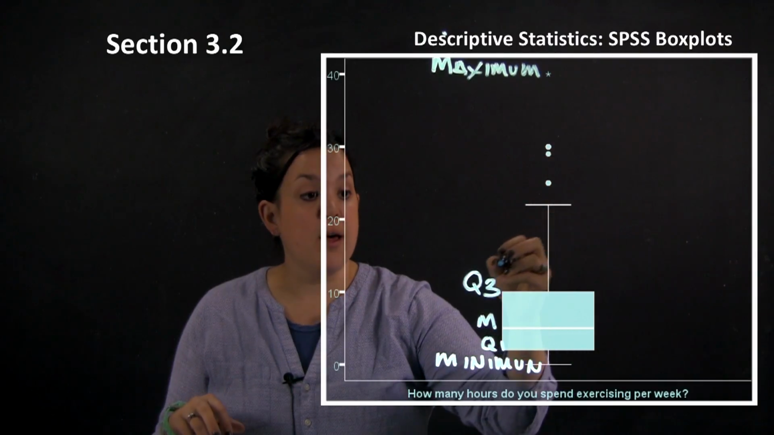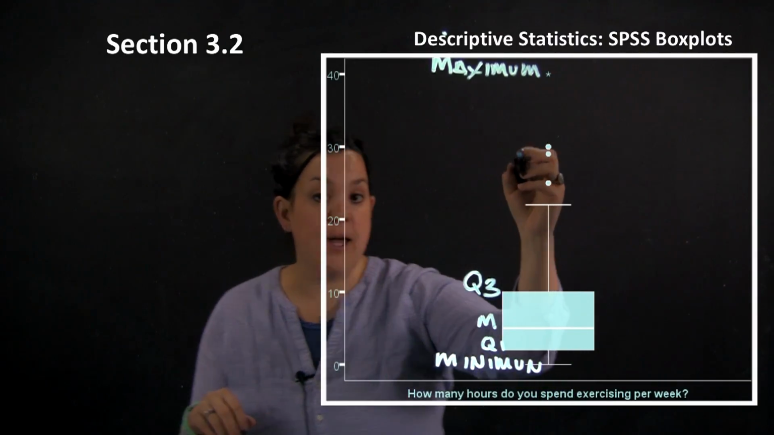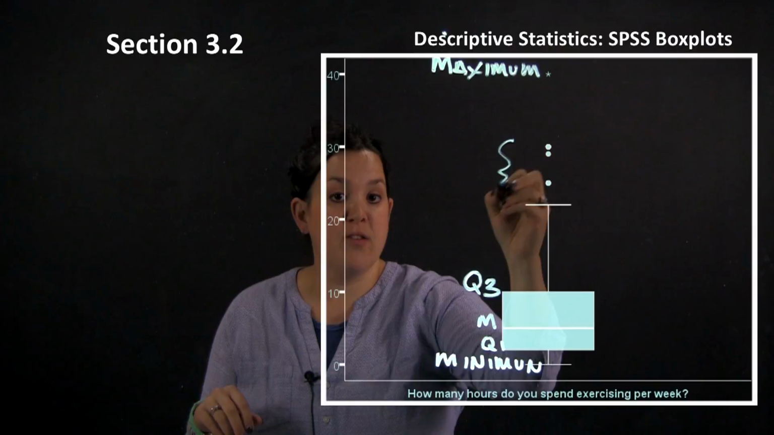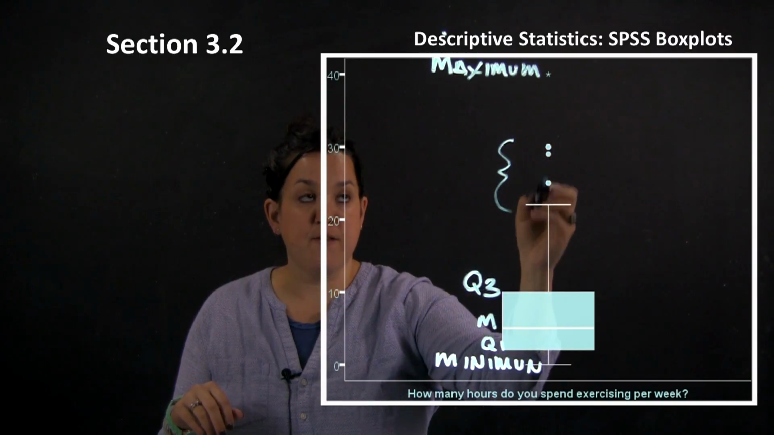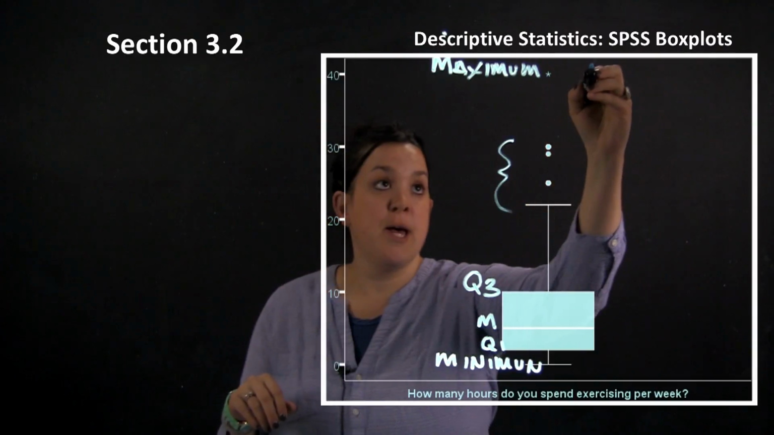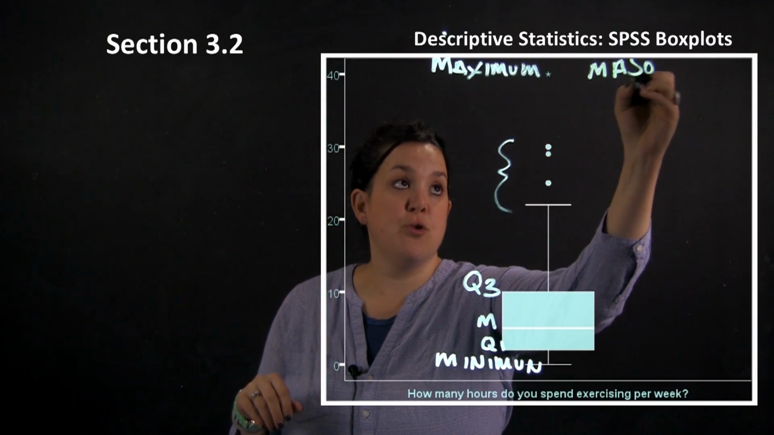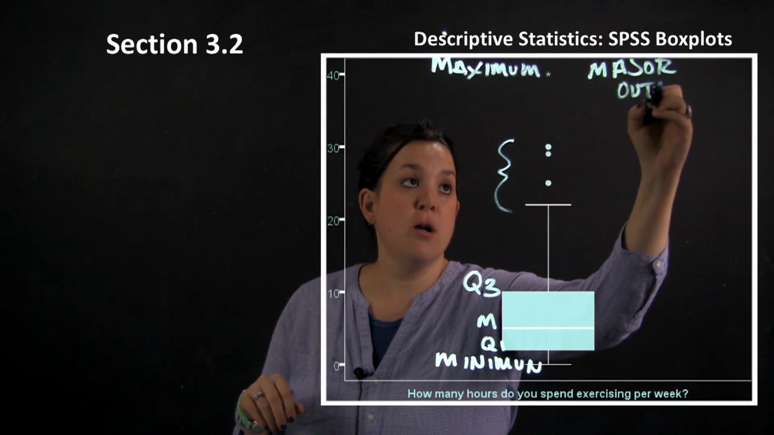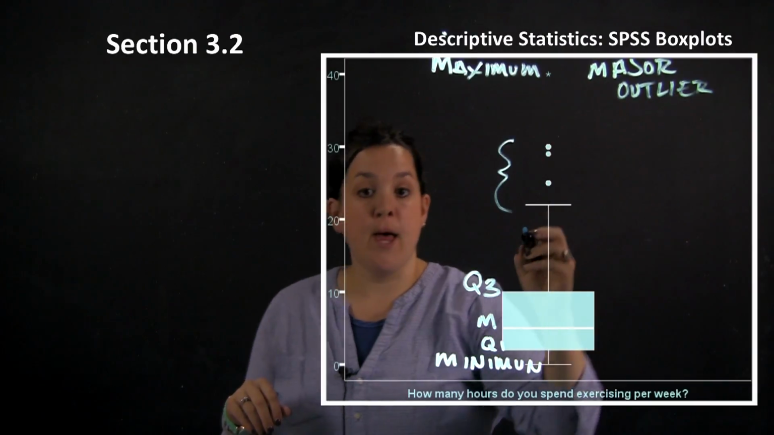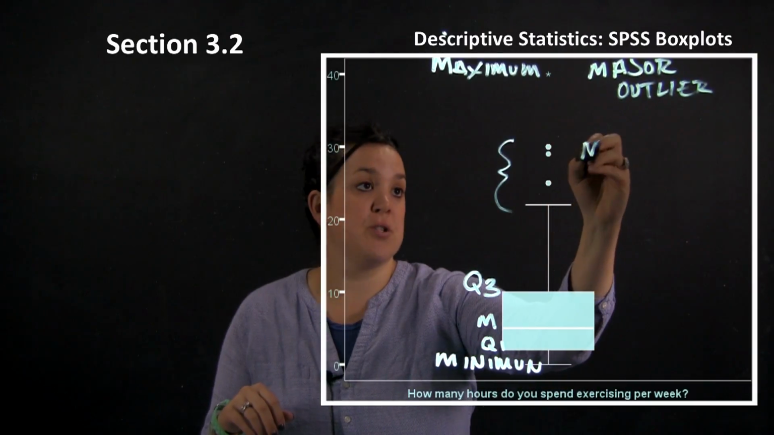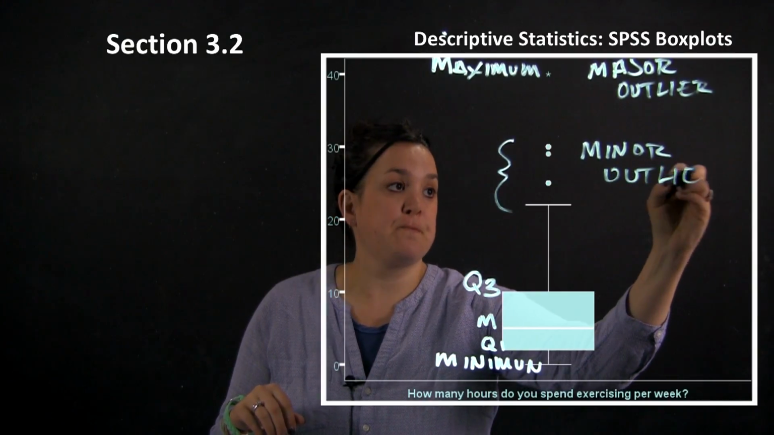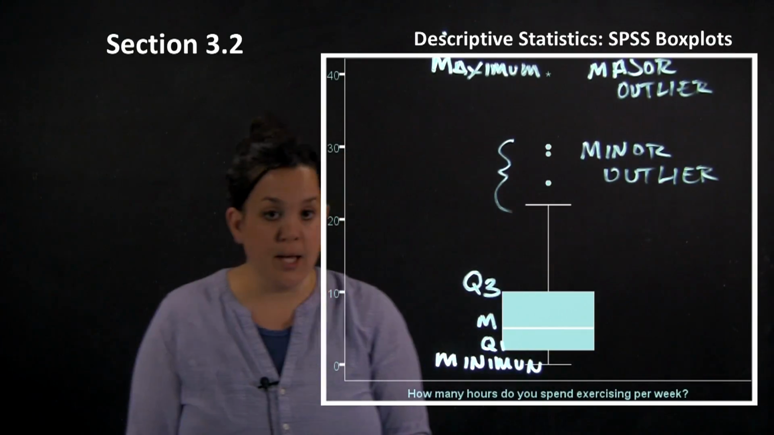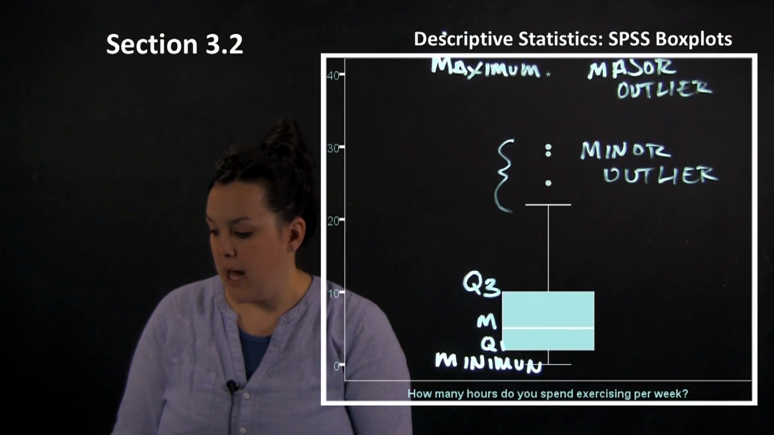So you can see that SPSS is identifying outliers. So these are going to be outliers. You can also see that there are two different identifications. So this asterisk is going to be what's referred to as a major outlier in SPSS. And then a circle is going to be described as a minor outlier. So SPSS is creating a modified box plot.